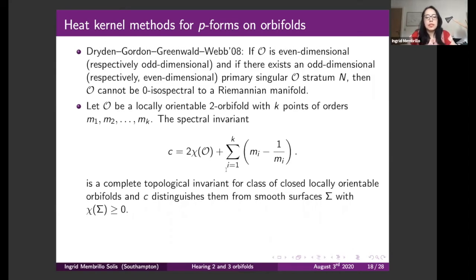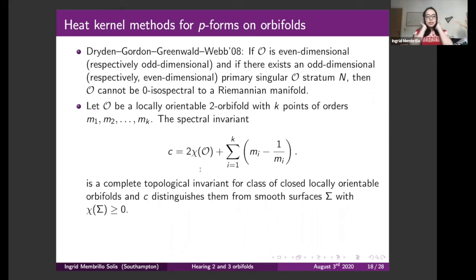What they show is that they define this spectral invariant C, and they show that it is a complete topological invariant for the class of closed locally orientable orbifolds, and besides, it distinguishes them from smooth surfaces sigma with Euler characteristic of the surface bigger than or equal to 0. Still, there are only some partial results for the case when the parities coincide for the spectrum and the dimension of the orbifold, but not in general for all the cases.